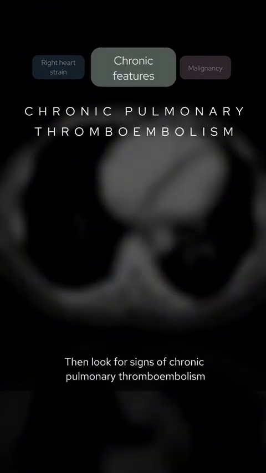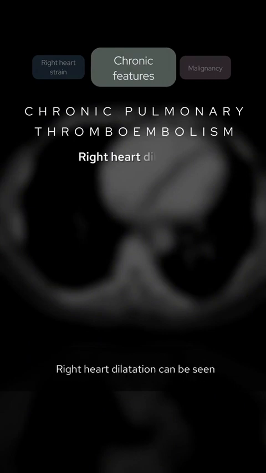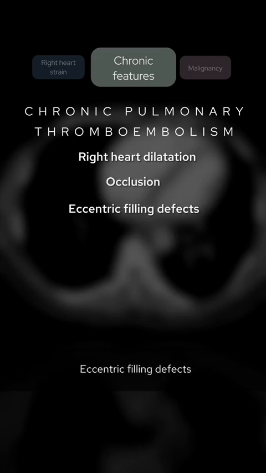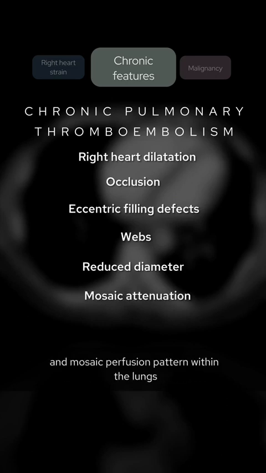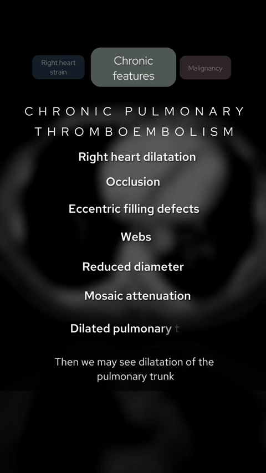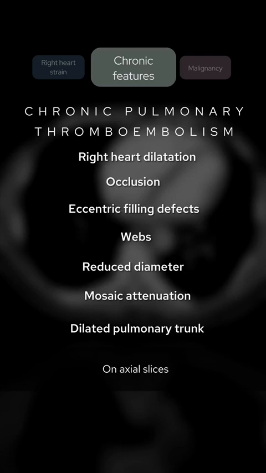Then look for signs of chronic pulmonary thromboembolism. Right heart dilatation can be seen as we already have here, whilst we're also looking for occlusion of pulmonary arteries, eccentric filling defects rather than more central filling defects we see with acute PE, webs within the pulmonary arteries, reduced diameter and truncated segmental pulmonary arteries, and a mosaic perfusion pattern within the lungs. If this goes on to cause pulmonary hypertension or CTEPH, then we may see dilatation of the pulmonary trunk, which will appear larger than the ascending aorta on axial slices.